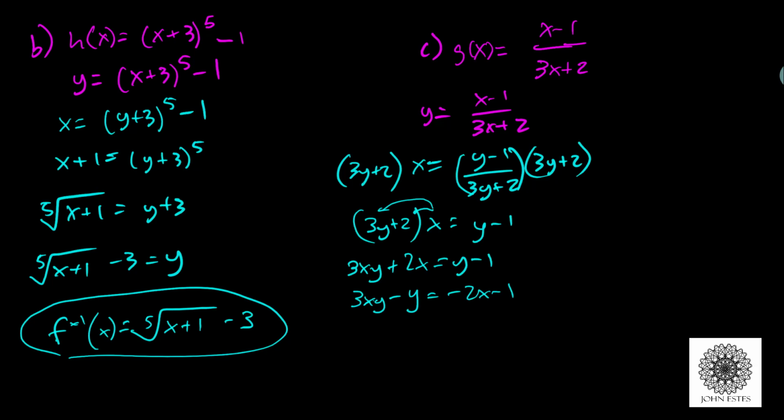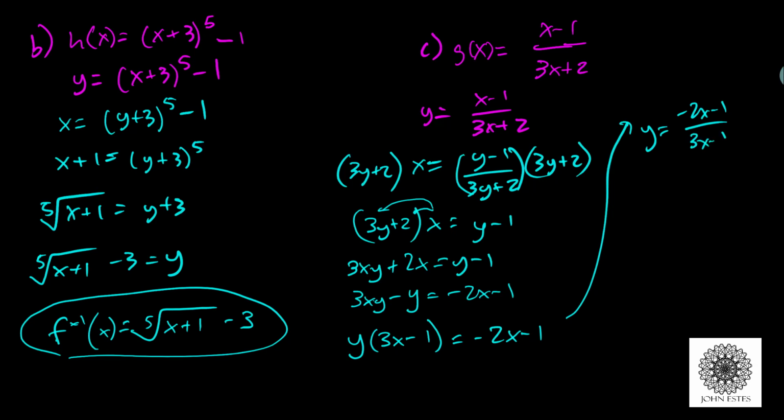The reason you do that is because now on the left-hand side of my equation, I can factor out a common factor of y. So I have y times 3x minus 1 equals negative 2x minus 1. And finally, I can divide both sides by that 3x minus 1. So I have negative 2x minus 1 divided by 3x minus 1. Finally, we'll put it in functional notation, and actually this is not f inverse, this is g inverse, equals negative 2x minus 1 over 3x minus 1. And there we have it.